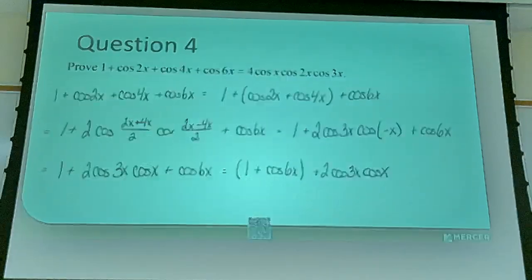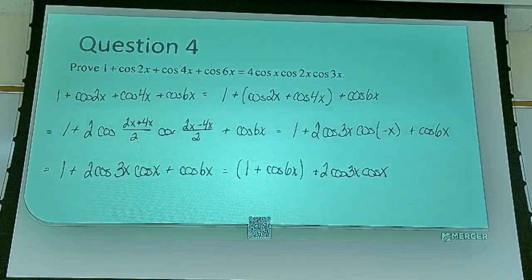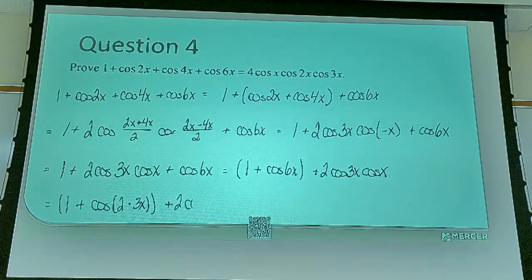Addition is commutative and associative. I'm moving cosine of 6x over so I can group the 1 plus cosine of 6x together. We're also going to write this. Cosine of 6x is a double angle, right? It's cosine of 2 times 3x.